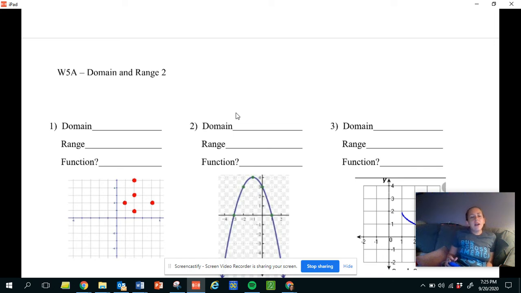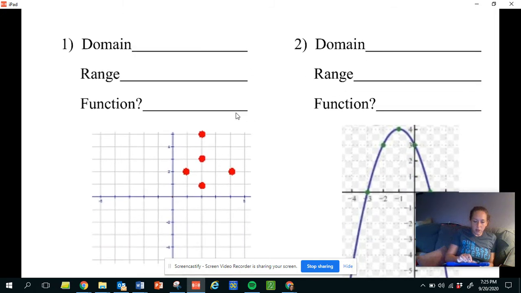Hi guys. So as promised, we are going to go through domain and range again this week. I'm really the best way to show you is to just kind of do some examples. So I'm going to start by saying whether or not it's a function.